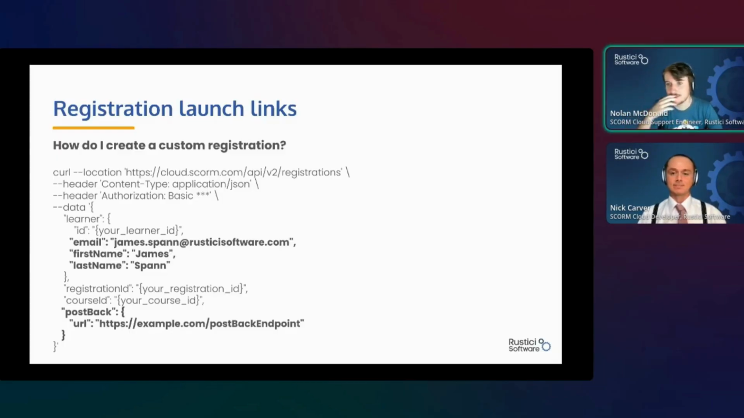So yeah, again, just to add a little more detail, like we showed before, you can include a postback URL when you're creating a custom registration. Like Nick mentioned, you can include some more learner information if you'd like. You can also include a postback URL that'll create a registration level configuration, which may or may not be what you want to do, but you certainly can.